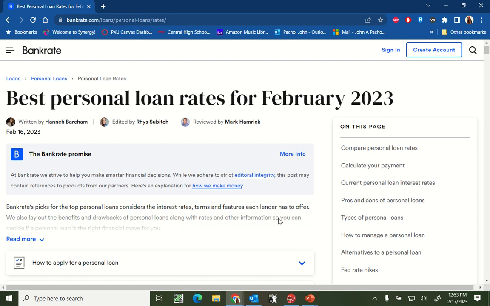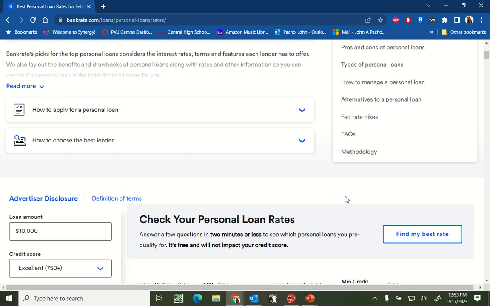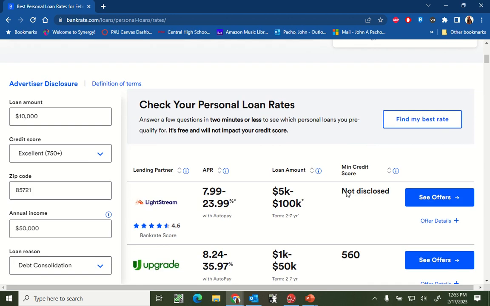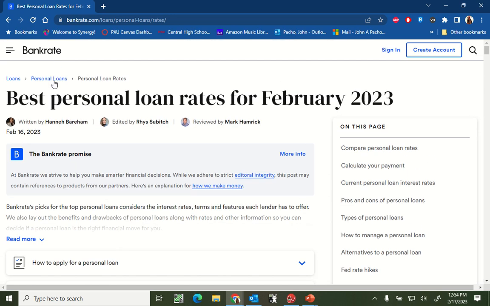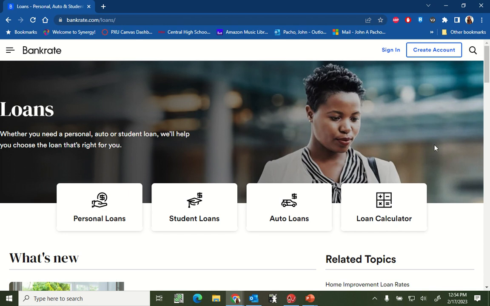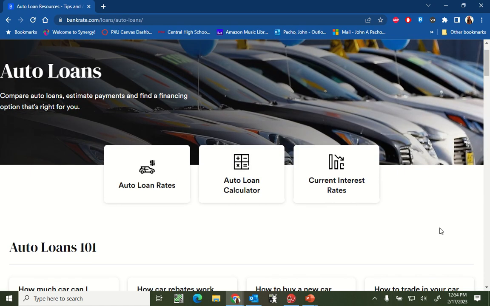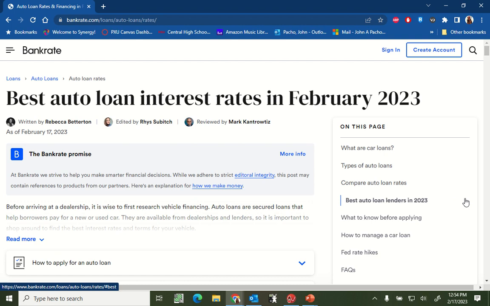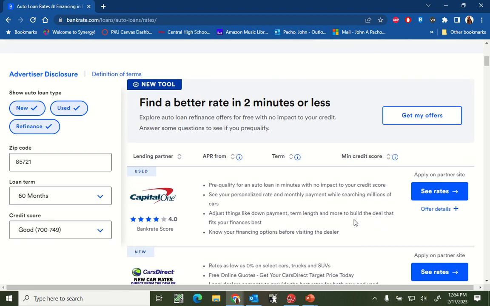Okay, and so for this, hold on. I thought they had one for cars. Auto. Oh, there it is. I don't know why I didn't have it on there. So, auto loan rates. And so let's say, for instance, 60 months.